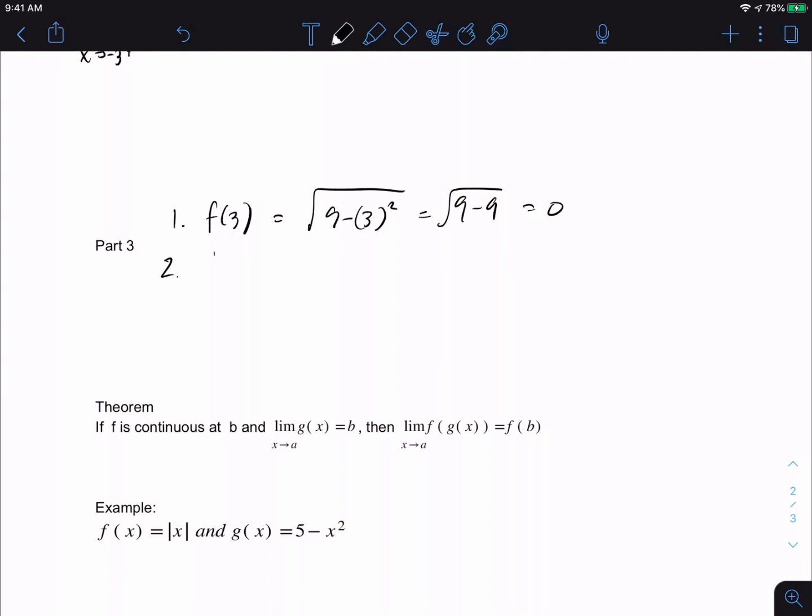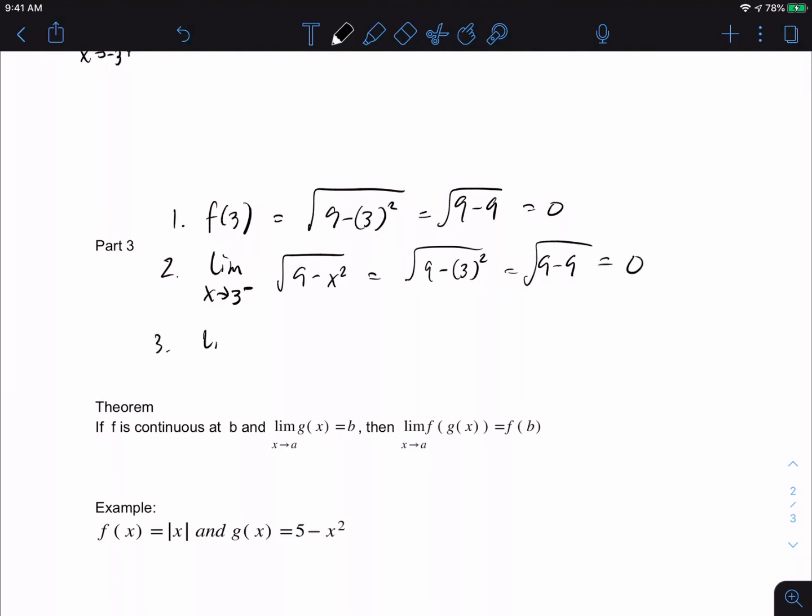The second step is to show the limit piece, right? It's x as it approaches 3 from what side? Left. From the left. So I'm going to put a little minus sign there. I'm just going to plug it in since I know. I'm going to get 9 minus 3 squared, and that's going to be 9 minus 9, which again is 0.